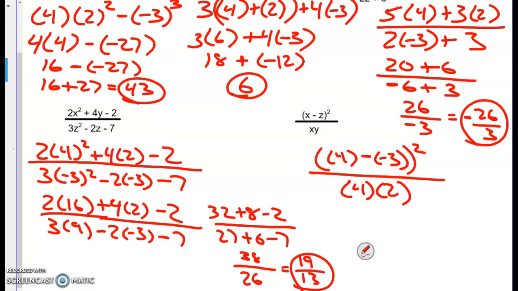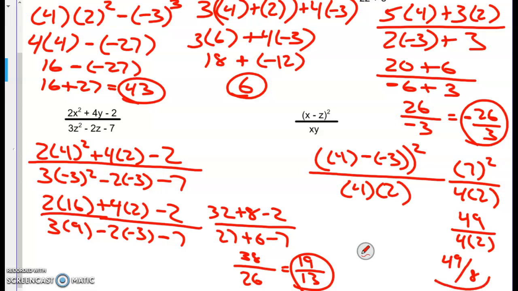I'm going to do the parentheses first. 4 minus a negative 3 is 7. So we're left with 7 squared over 4 times 2. 7 squared is 49 over 4 times 2. And then finally my division, 49 over 8. And I can't reduce that, and that is my final answer.